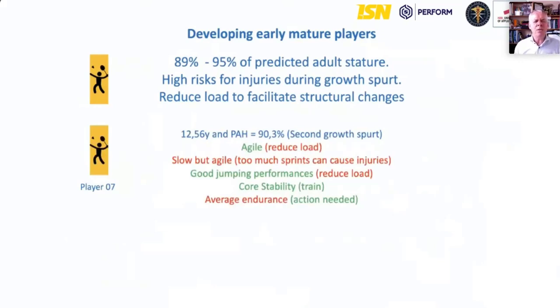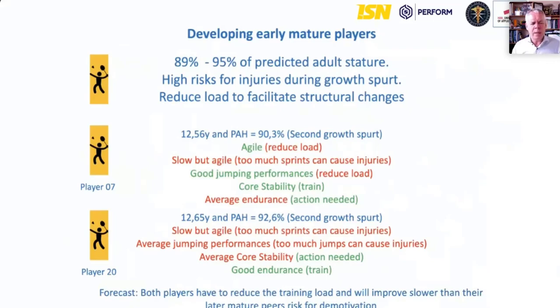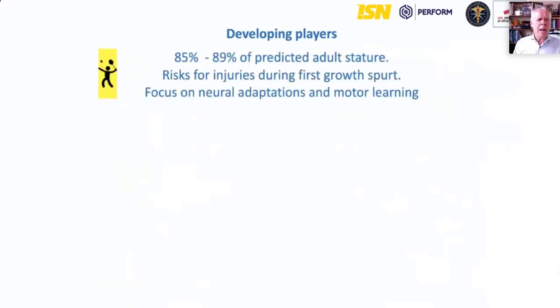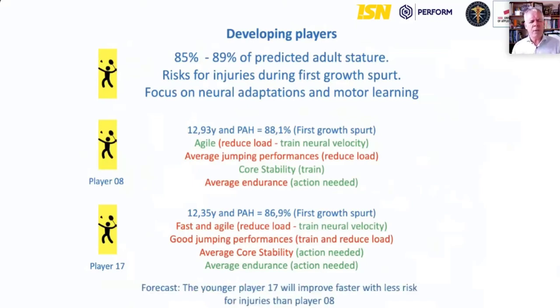So every player is unique, and you see here which capacities you have to change. So both guys show that you have to reduce the training load the next year, and so they will improve a little slower than the later mature peers, and they will have probably also a risk for demotivation. If you look at the normal developing players, you see that everything goes smooth. They are in the first growth spurt, but what you can't do is continue to train their speed and agility because you have to reduce the load, but you can work on their endurance and their core stability, for example. So younger player number 17 here will improve faster with less risk for injuries than player 8. So it is important to look at each player separately.